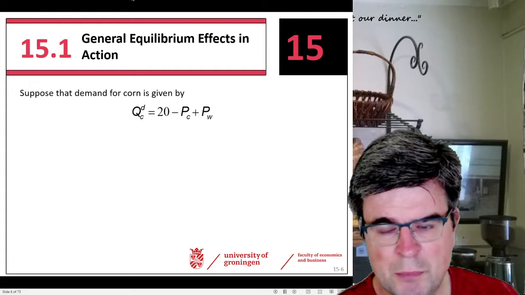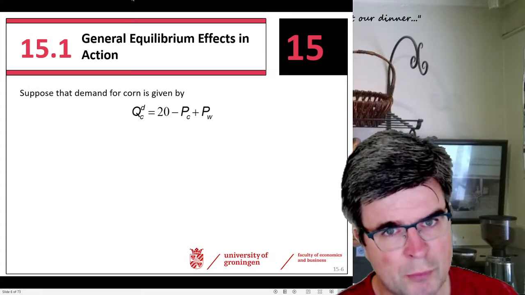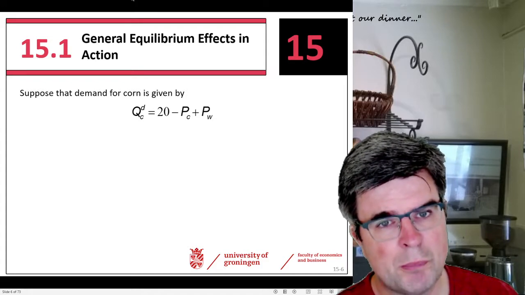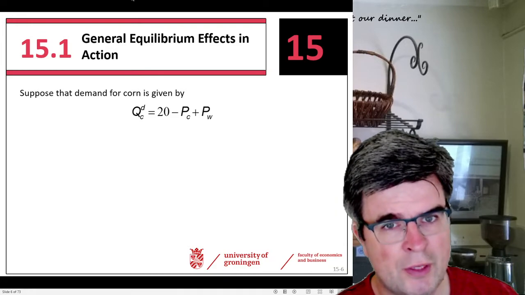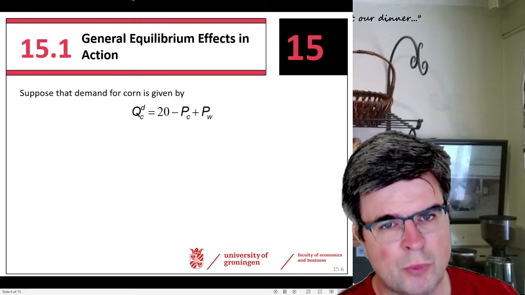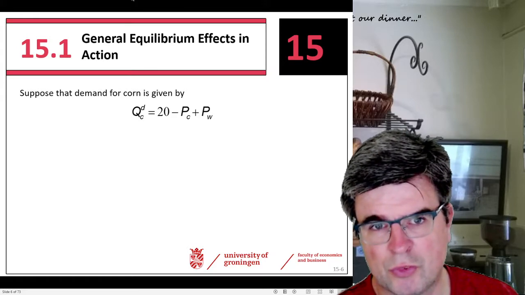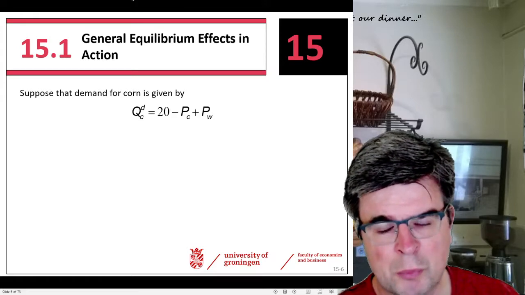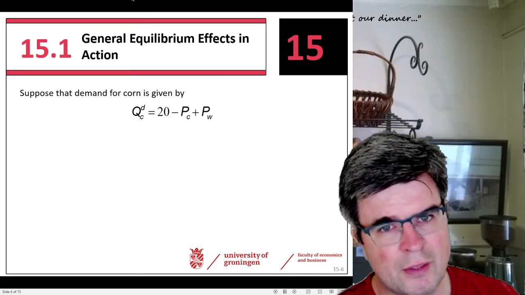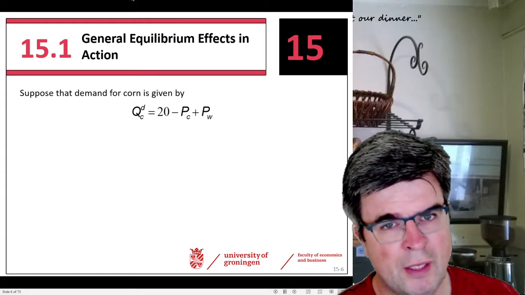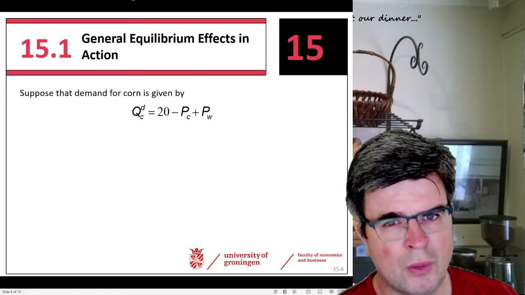So suppose that demand for corn is given by 20 minus PC, which is the price of corn, plus PW, which is the price of wheat. And here already you see the new element that the demand for corn, the quantity demanded, not only depends on the price of corn, but also on the price of wheat. And there's a plus sign here. You can see that an increase in the price of wheat increases the demand for corn. So apparently these two are substitutes.